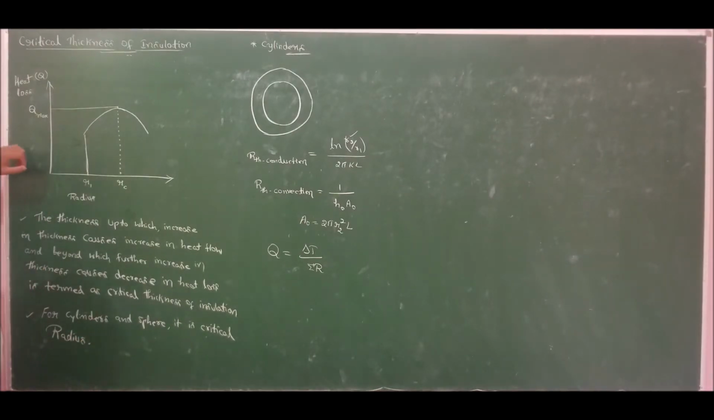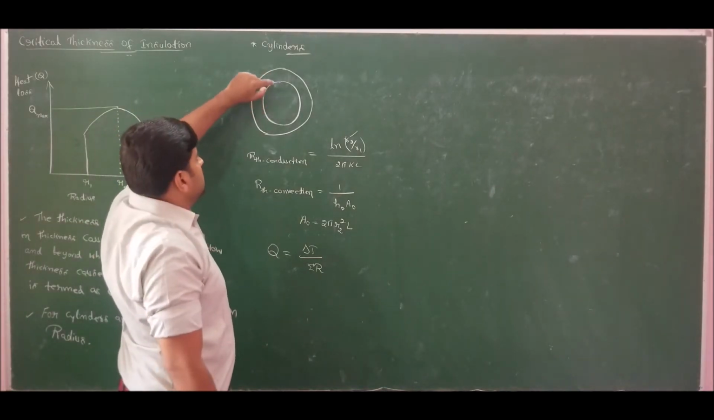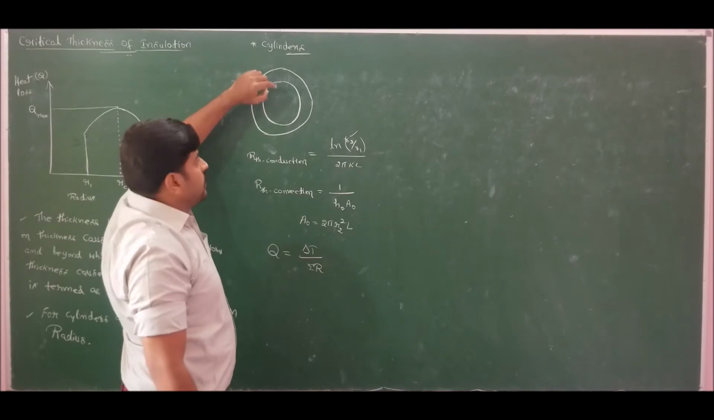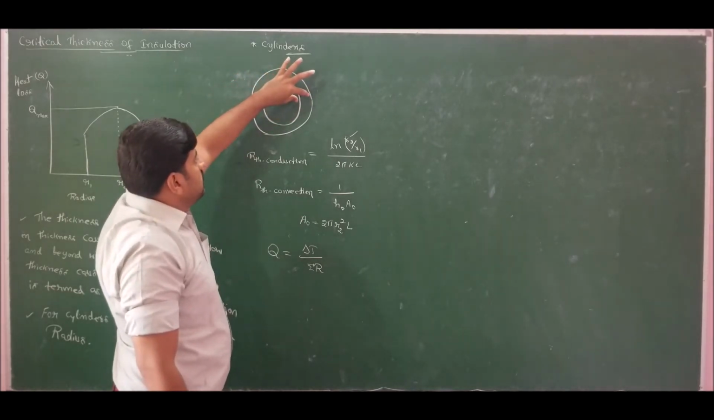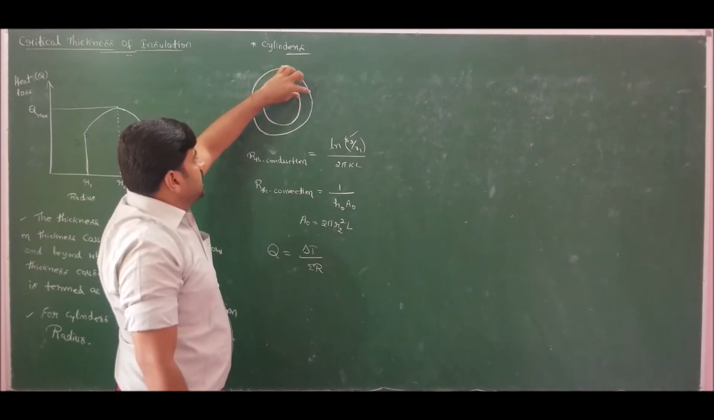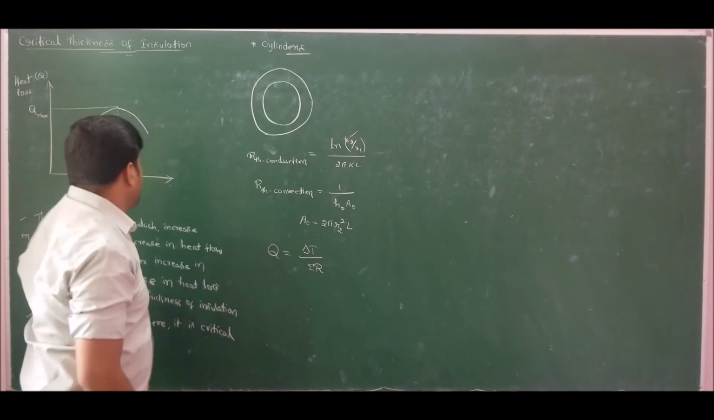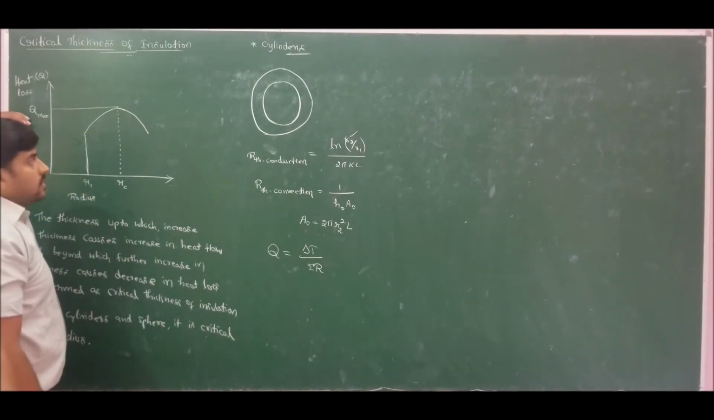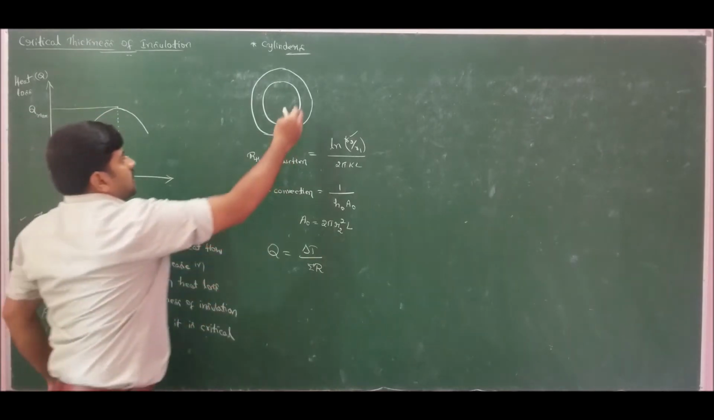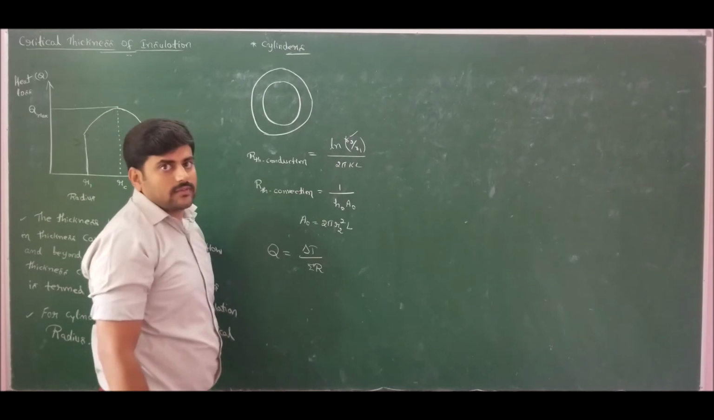Now we know that for a cylinder, let us consider an electrical wire. I want to increase the heat loss from the electric wire, so I will keep on adding insulation. At a certain point, I will reach the critical radius, which gives us the critical thickness of insulation, that is R2 minus R1, at which I observe the maximum heat loss from the wire. A further increase in insulation will cause a decrease in heat loss from the surface.